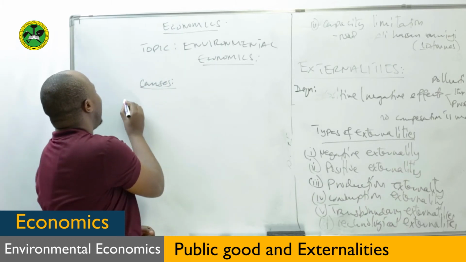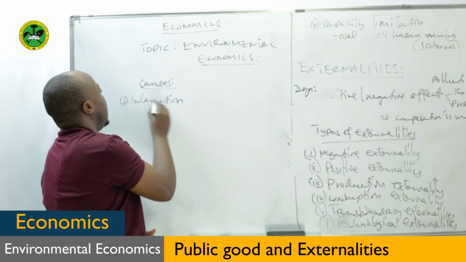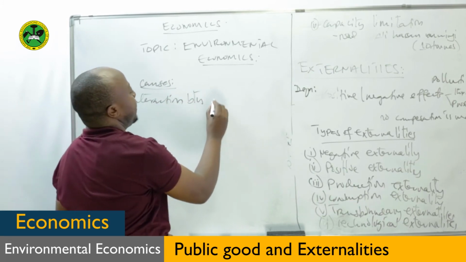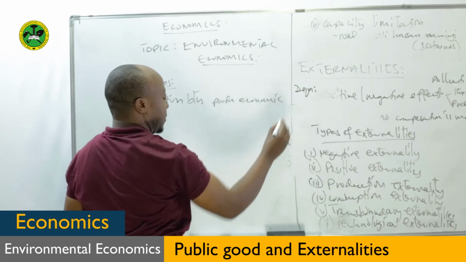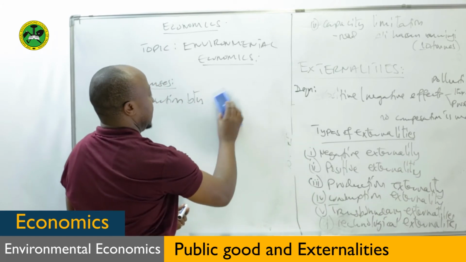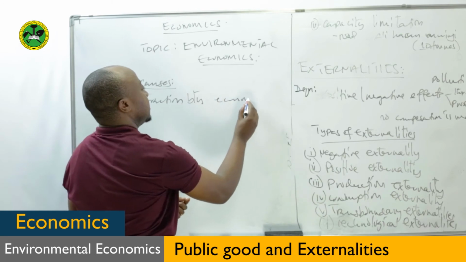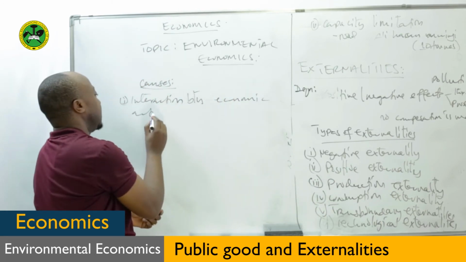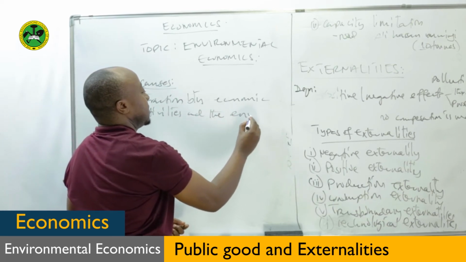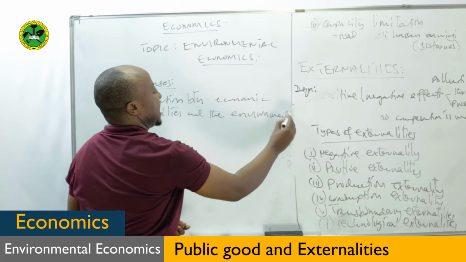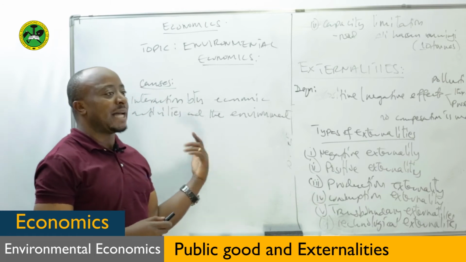Number one, we have the so-called interaction between production, or let's say economic activities, and the environment. That is the first cause. Interaction between economic activities and the environment.